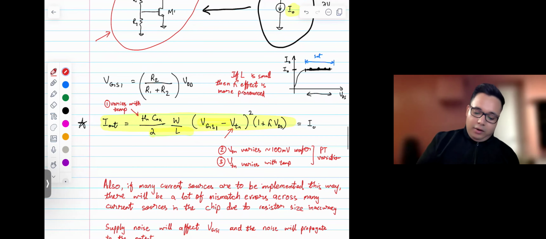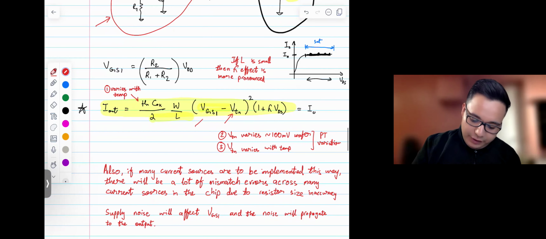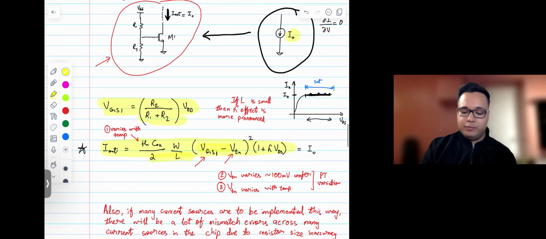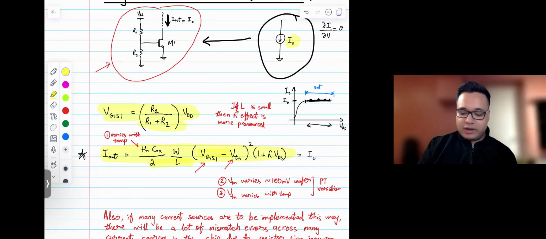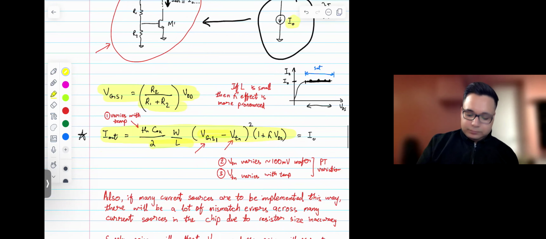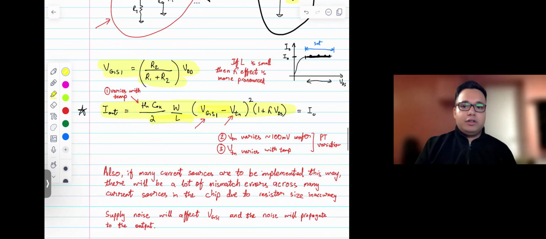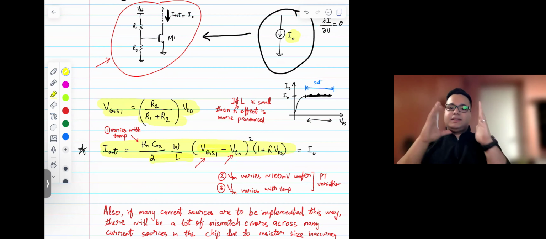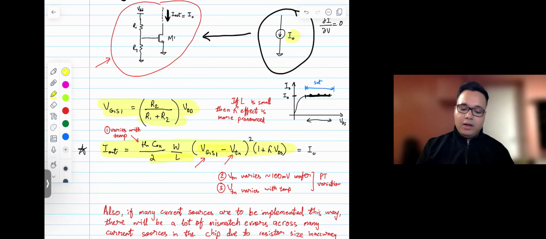And so, okay, let's talk about VGS here. VGS is basically depending on this R1 and R2 resistor divider multiplied by the supply, right? So let's talk about this R1 and R2. We know that this is a ratio, so that's good. But then let's say we have multiple copies of this circuit, right?